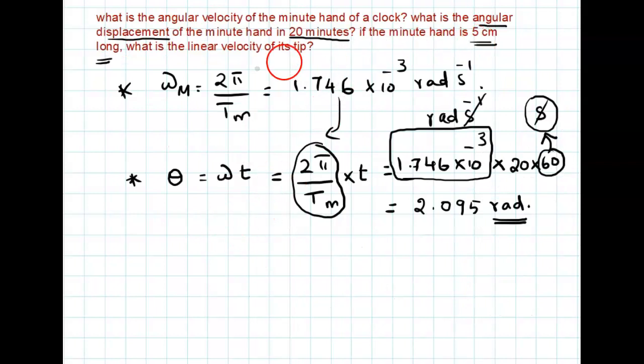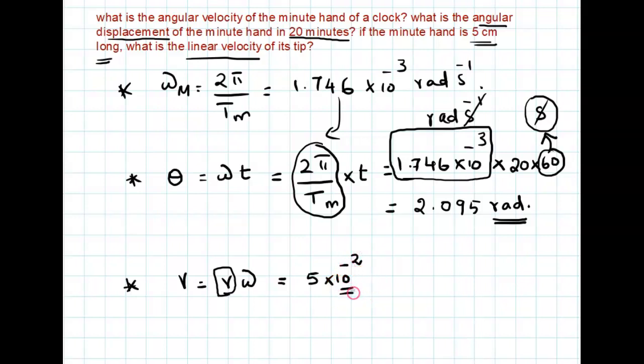We are going to find the linear velocity. That is the third question. Linear velocity v is equal to R omega. What is R here? The radius of the minute hand, that is 5 centimeter. Centimeter has to be converted into meter, so 5 times 10 to the power minus 2, multiplied by omega. Omega for the minute hand is constant. It's always constant. We already found it.